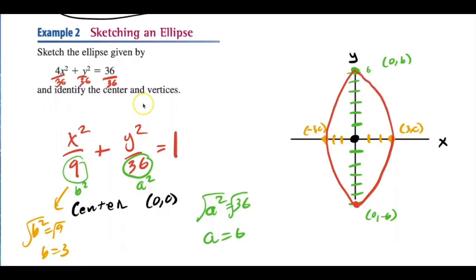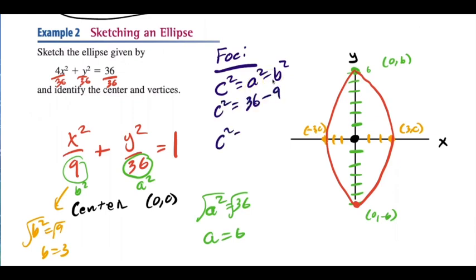Now, they didn't ask for it, but I'm going to add in the foci. If I want to find the foci, the equation for the foci is c squared equals a squared minus b squared. Basically, the bigger one minus the smaller one. We already have a squared and b squared. A squared is 36, and b squared is 9.